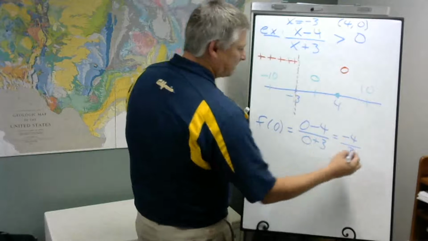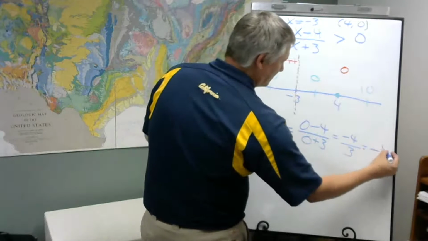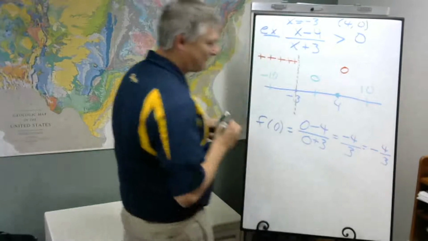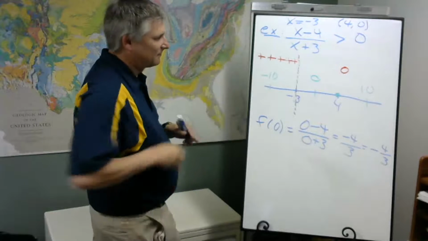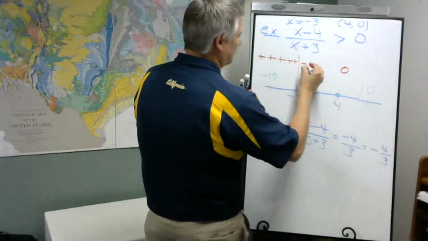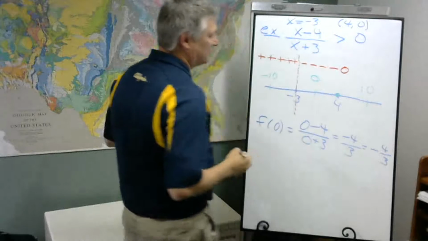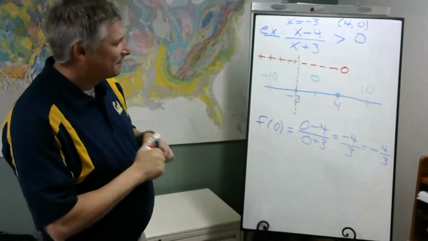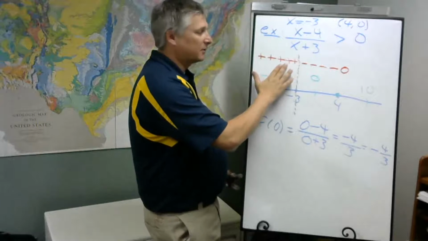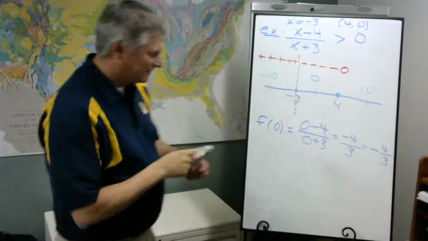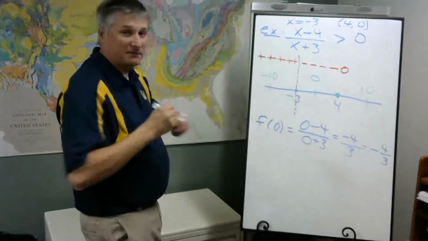And then negative divided by positive is negative. So we get negative. So we're going to get something like that. And so we do get a sign change as we go from this side of the vertical asymptote to that side. One more, f of 10.